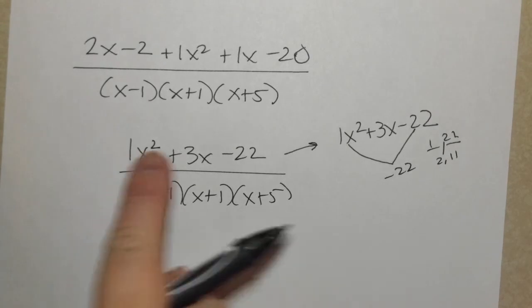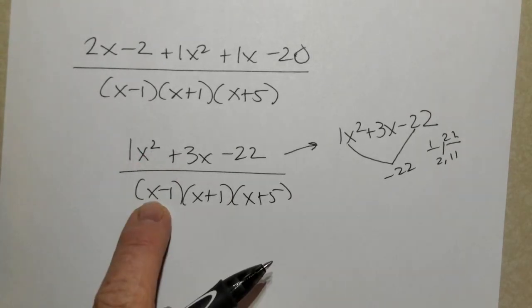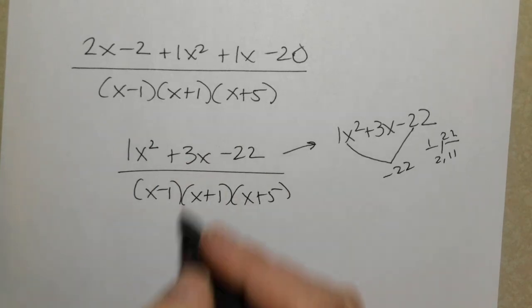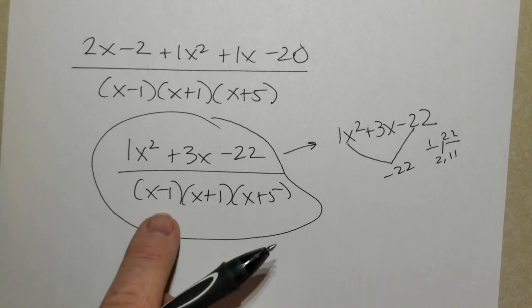All right, so up here I do not have a factor of x minus 1. I do not have a factor of x plus 1. I do not have a factor of x plus 5. That means this is fully simplified.